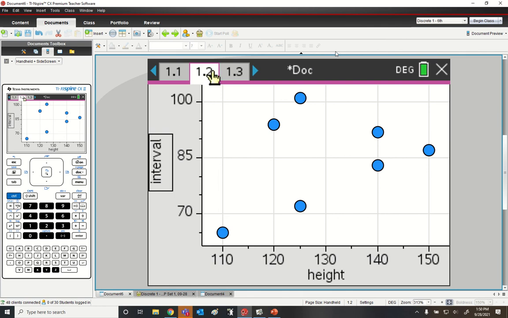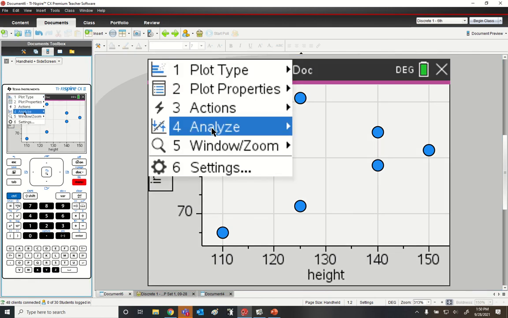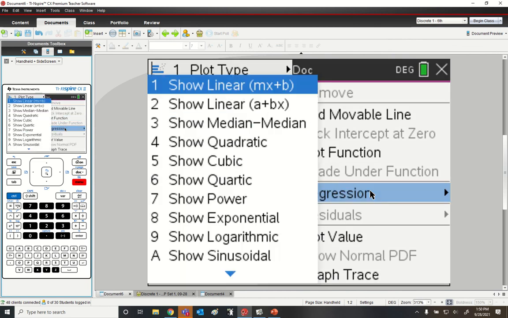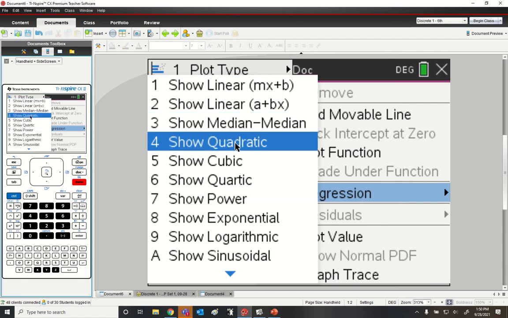So from my graph right here, I'm going to hit menu. I know you're writing this down. Analyze graph, regression. And what did we decide? This is quadratic, right? Show quadratic. I know you're writing these steps down. That's why I'm trying to go slow.